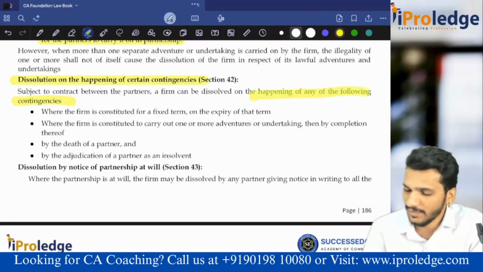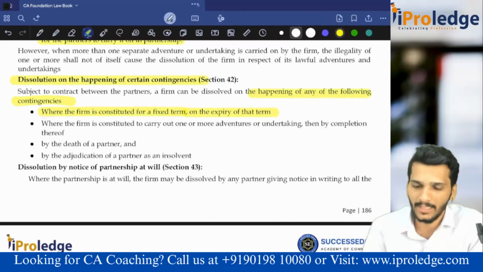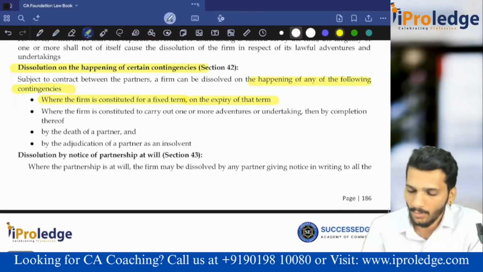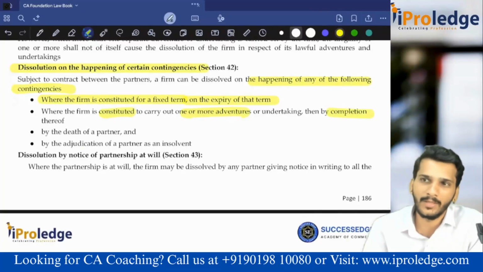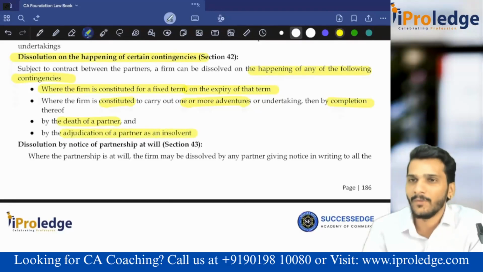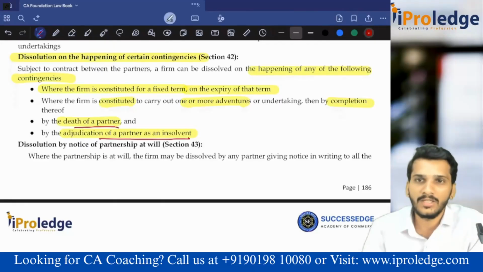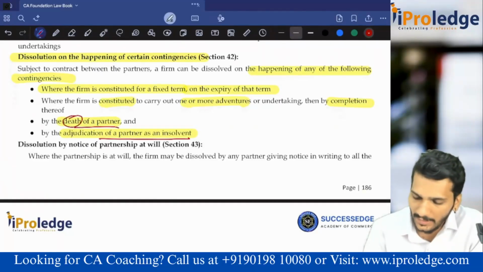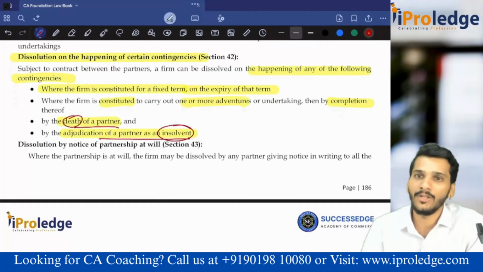On the happening of certain contingencies, the partnership firm has to be dissolved. Where the firm is constituted for a fixed period of time, then on the expiry of the time you have to dissolve it. Or it was constituted for one or more undertakings and that is completed, the purpose is over. Or by death of a partner, or by adjudication of a partner as an insolvent. See, for these two things you have to compulsorily dissolve. They did not say retirement or resignation. But if it is because of death or insolvency, the firm has to compulsorily get dissolved. If it is anything else, retirement, admission, reconstitution is sufficient. Here it is compulsory dissolution.